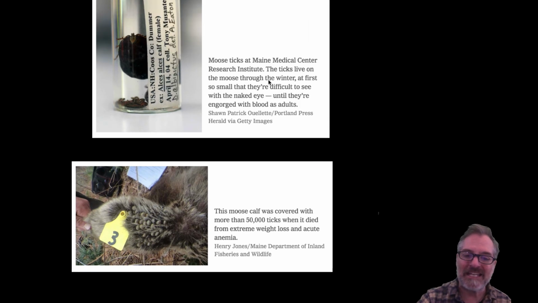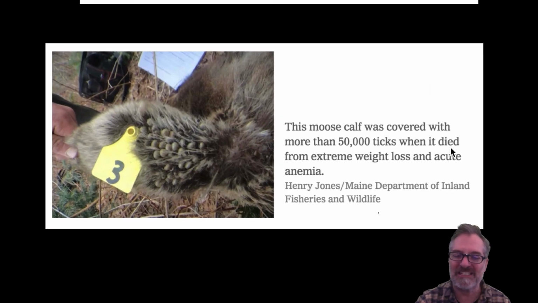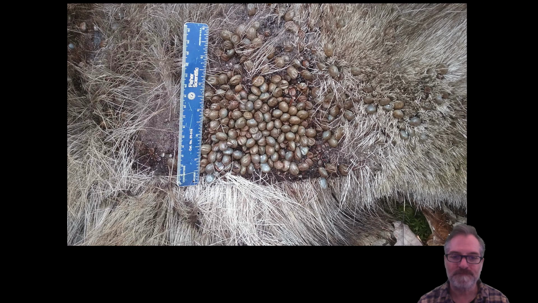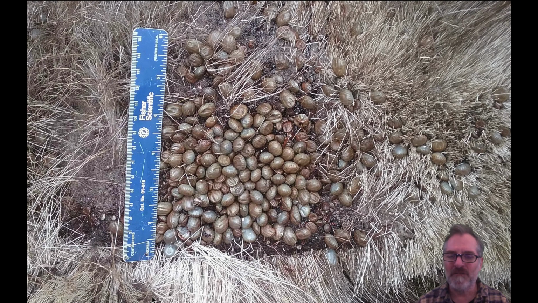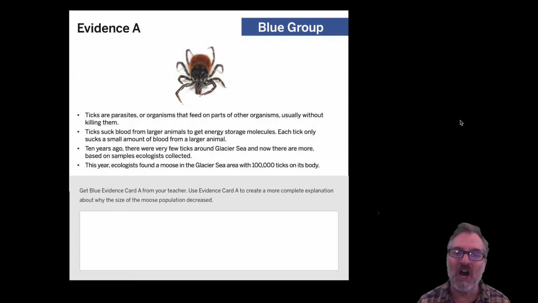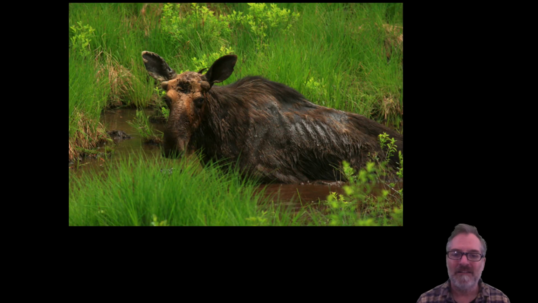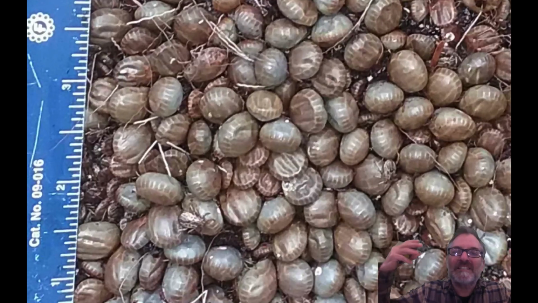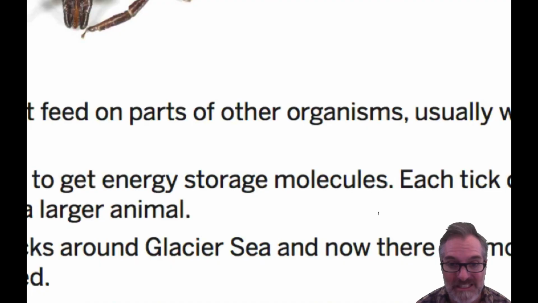And this was a moose calf that was recovered with more than 50,000 ticks on it. And you can see right here on the ear, these are all ticks that are gorged on blood. And here's a close-up of a part of a moose's body with hundreds and hundreds of ticks. So, it's not the best for the moose, obviously, to have 100,000 ticks on you. So imagine if you were a moose and you had 100,000 ticks covering your entire body. That is a crazy thought.